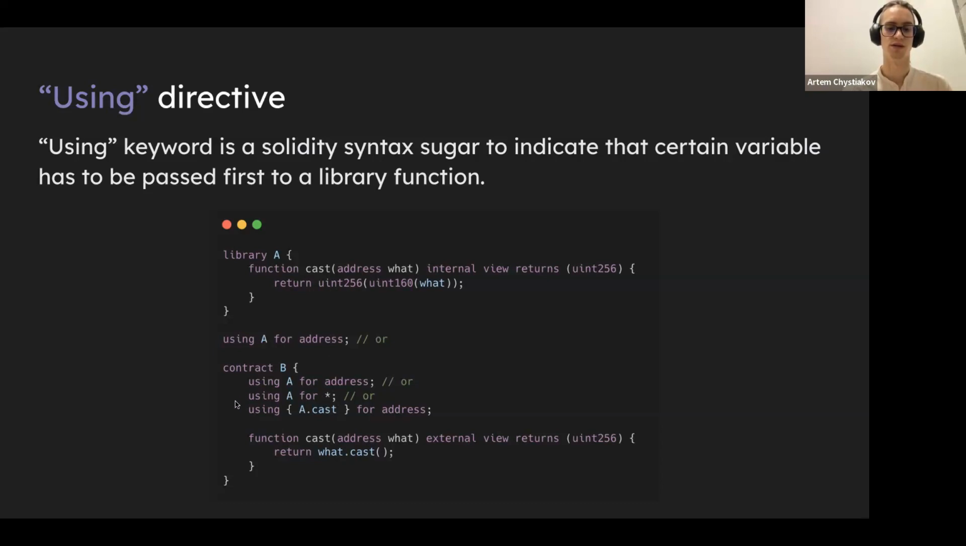So here is the binding for every type. Because of course a library can have many functions with many types, and you might want to cast, I don't know, uint256 back to address. So the type will be uint256, and Solidity will understand which function you are calling. And also the syntax where you explicitly set which function or which type it is bound to.